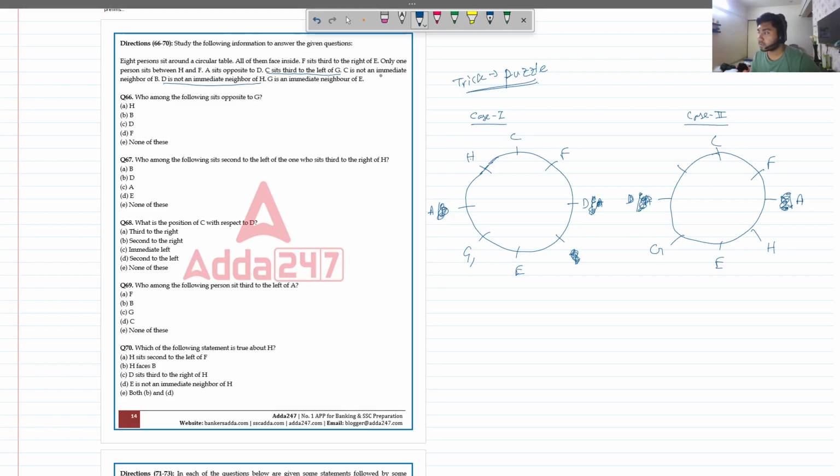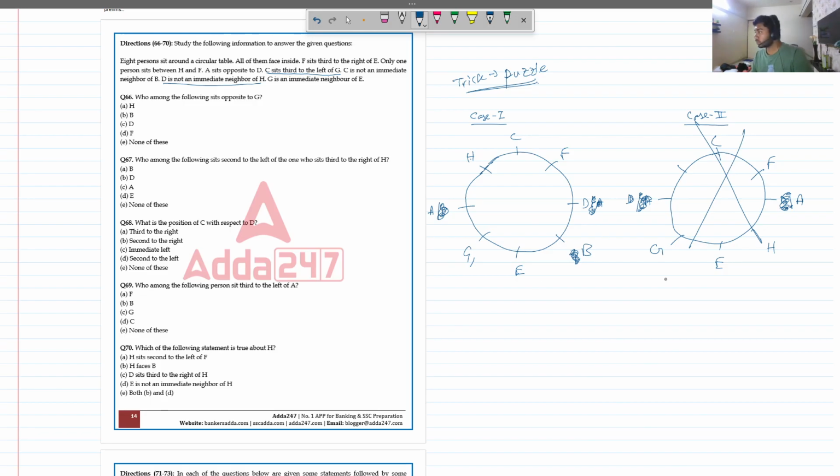Okay, C is not an immediate neighbor of B. That means B sits over here, and in this diagram only one place is remaining, but if I put B over here, then that means C and B would be immediate neighbors. That means this case is not valid. This is my correct configuration.